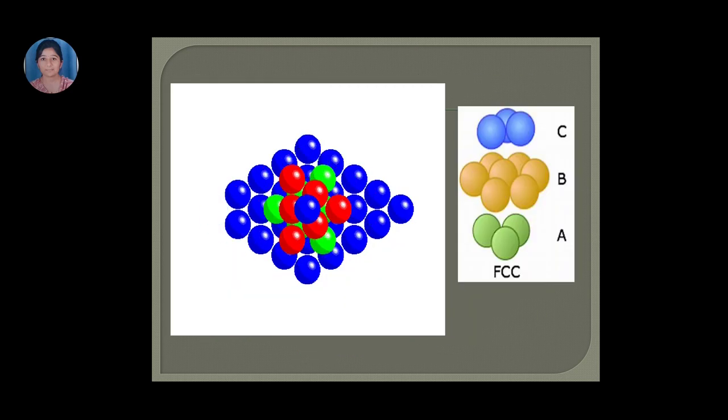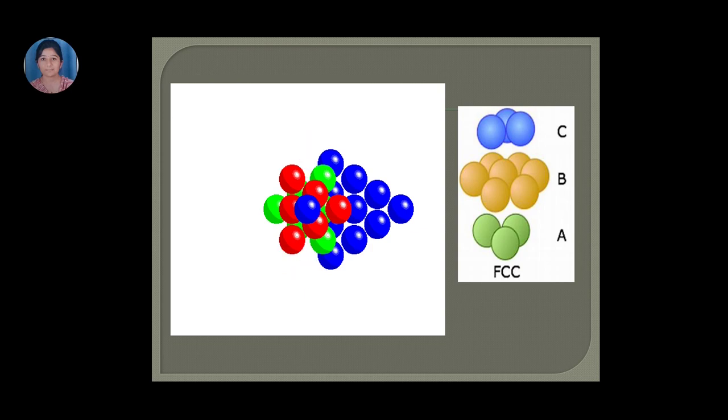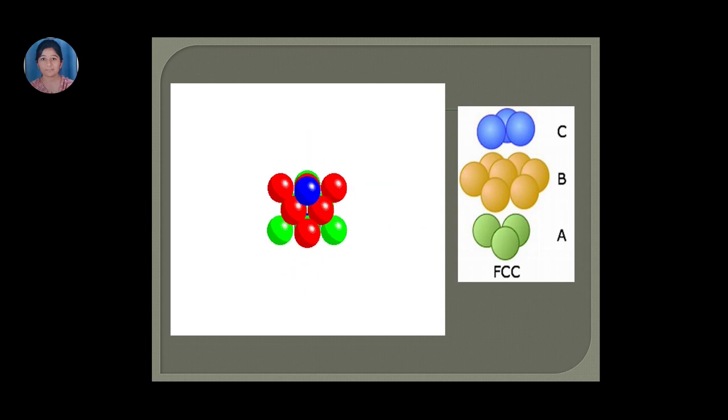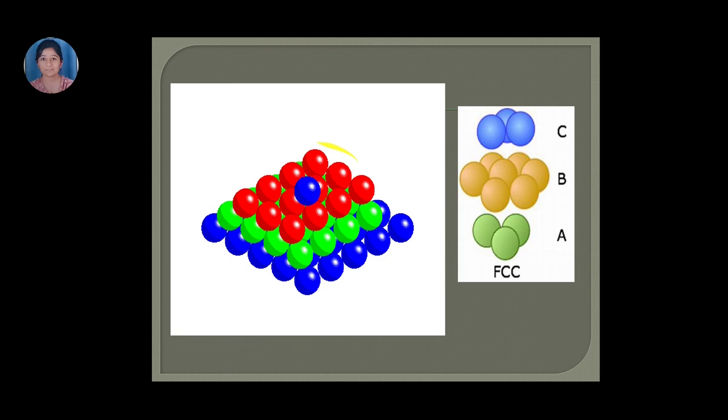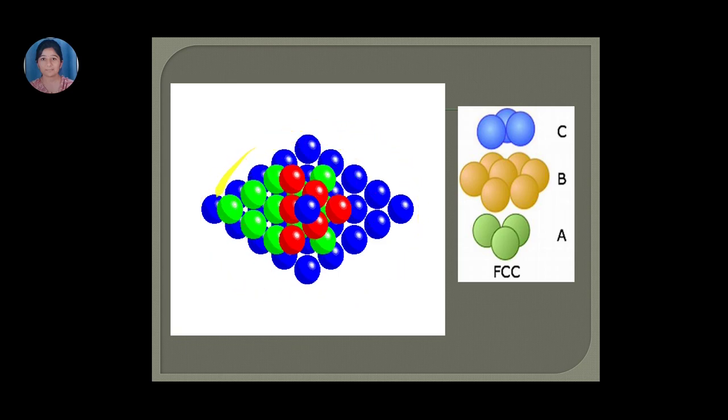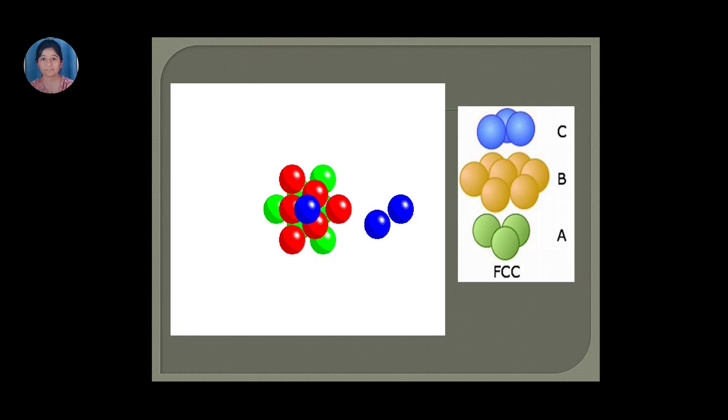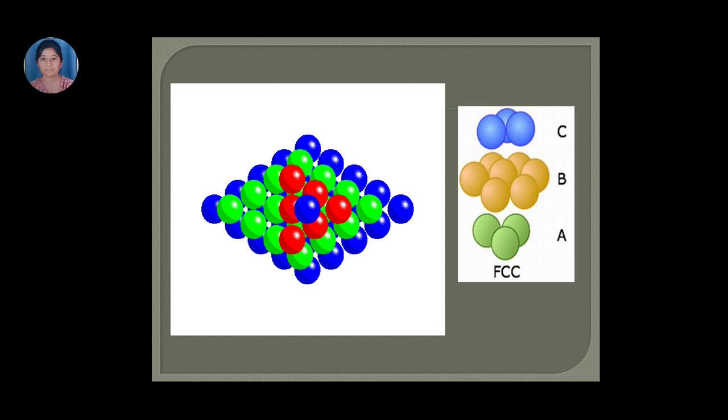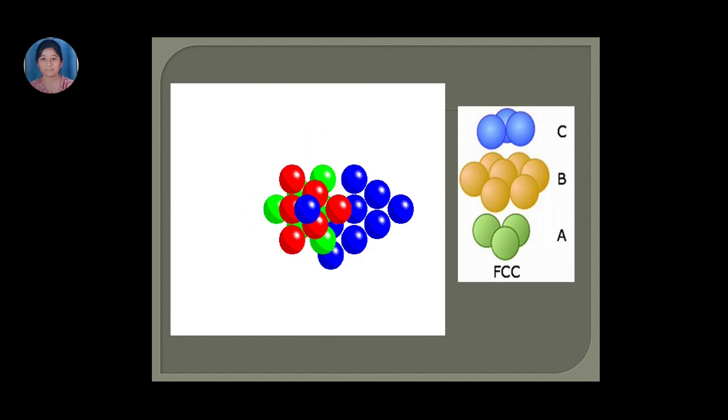This will give you the clear idea about the FCC layer or the CCP layer. If you look at this figure, these are arranged in 3 layers, A, B, C, 3 different types of layers, and if they are seen from the side view, it will be seen like this. And if you separate the 3 layers, we will get it in this way.